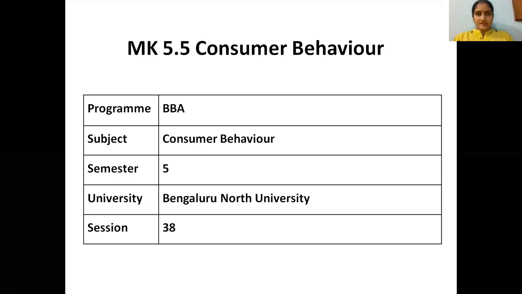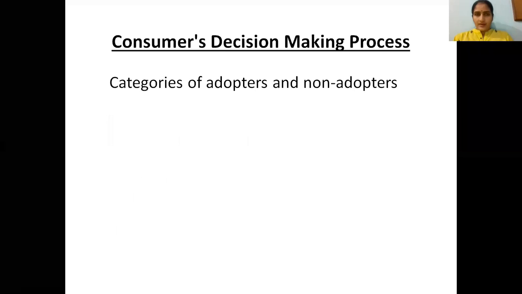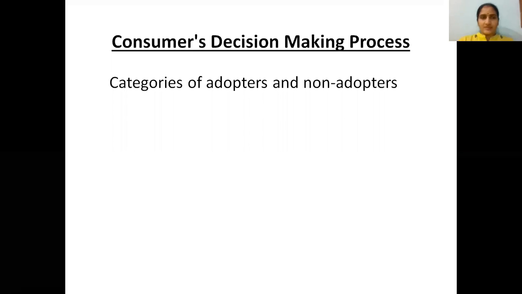Today we'll be discussing the subject Consumer Behavior, which is for BBA, 5th semester, Bangalore North University. Today's topic for discussion will be from the 4th chapter, that is Consumers' Decision Making Process. And our topic will be Categories of Adopters and Non-Adopters. So we'll be saying what the different categories under adopters and non-adopters are, or how the adopters and non-adopters concept can be studied in relation to the decision making process for consumers.